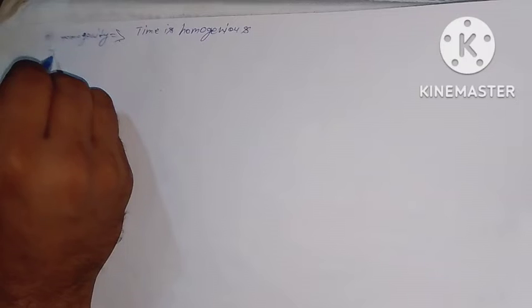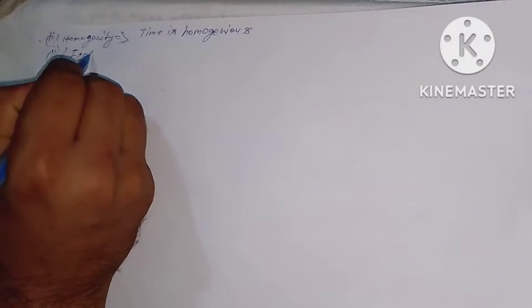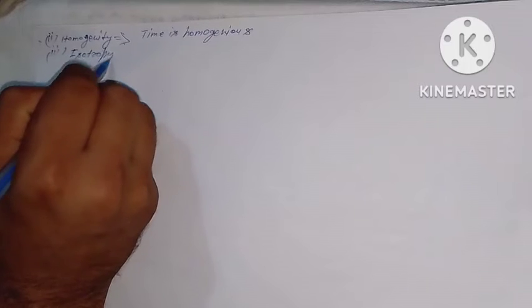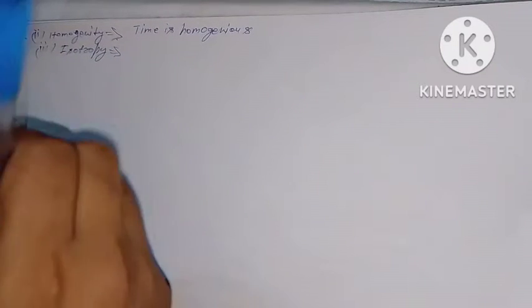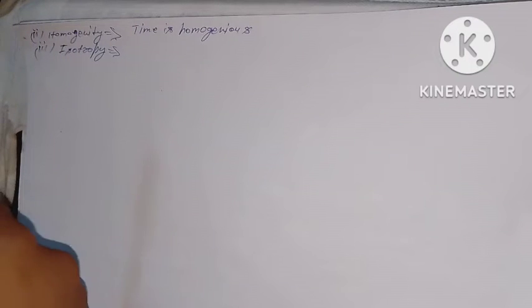Third point, isotropy. Theoretically, time is isotropic. That is, the laws of physics remain unaltered by changing plus t to minus t, okay?